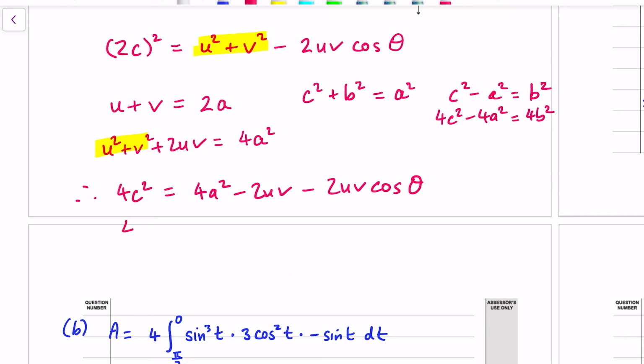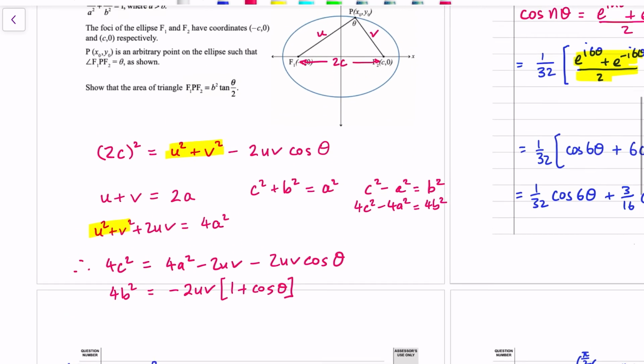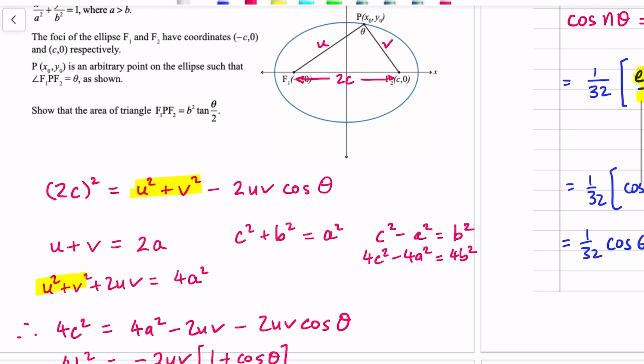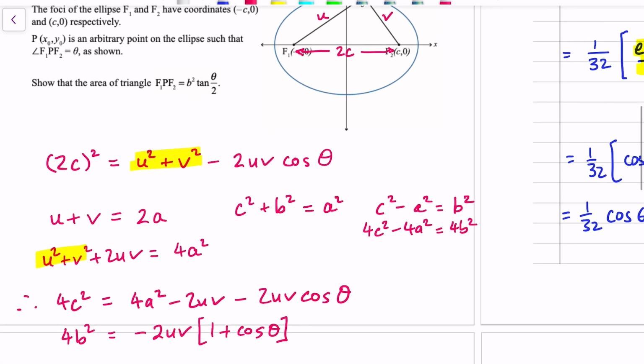So I've got 4b squared is equal to minus 2uv times 1 plus cos theta. Okay, where am I actually going with this? Well, for the area of a triangle, if I use half base times height, I've run into a bit of problems because I don't know the height of that triangle. But if I use the half ab sine C rule, I've got the two sides u and v in there.